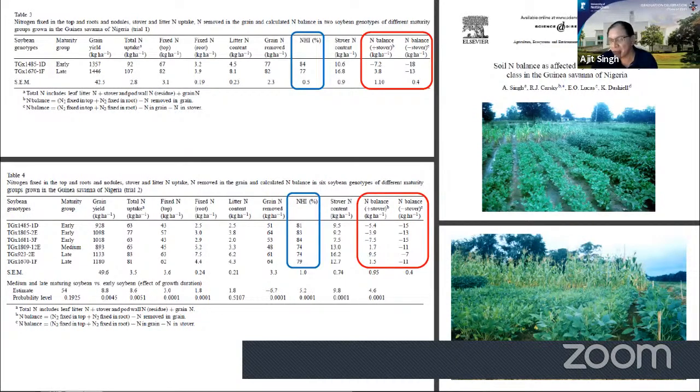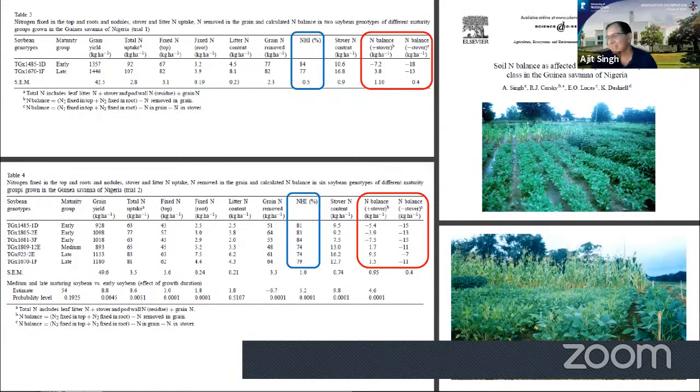Now, negative here means that the plant has removed more nutrient from the soil. So the soil is now lower in N content as compared to before, when there was no soybean. That's what it means. So any subsequent crop that grows on this will not get much nutrients, so you have to apply fertilizer. That's the implication. Okay, so this is legume.